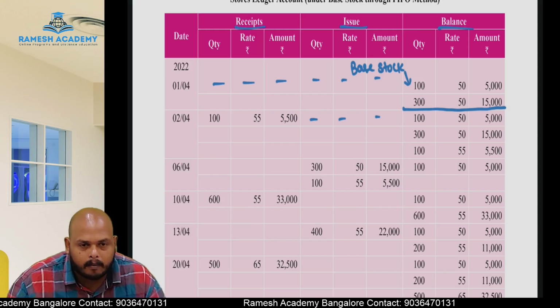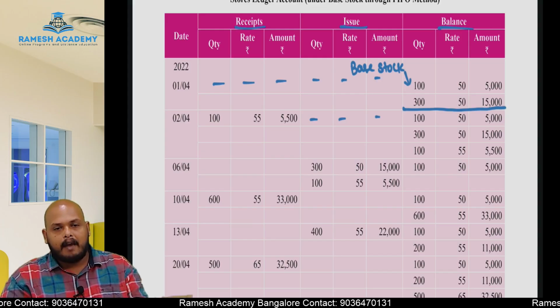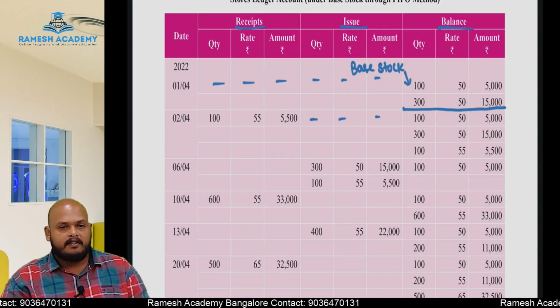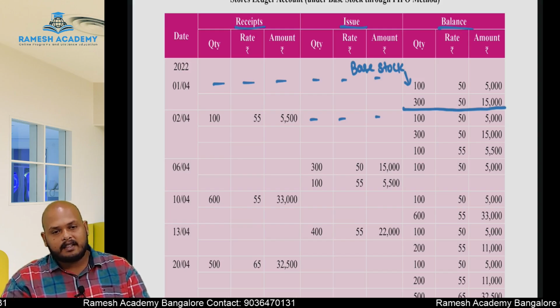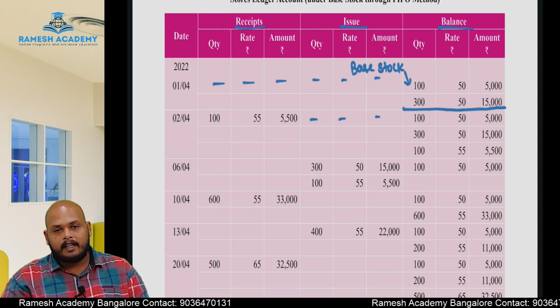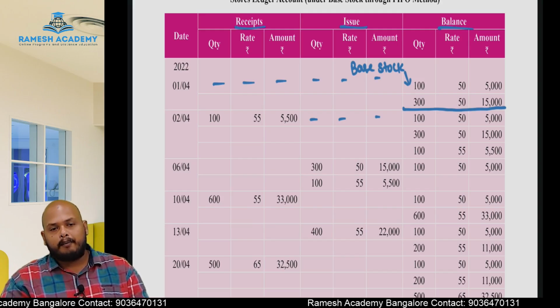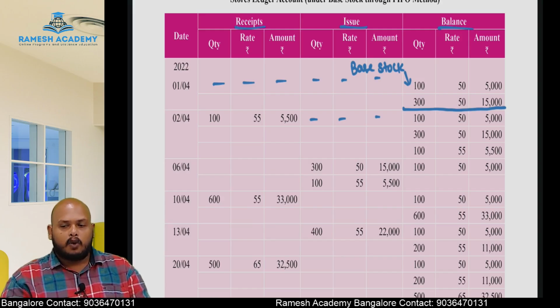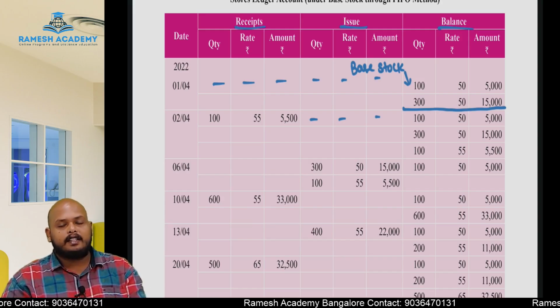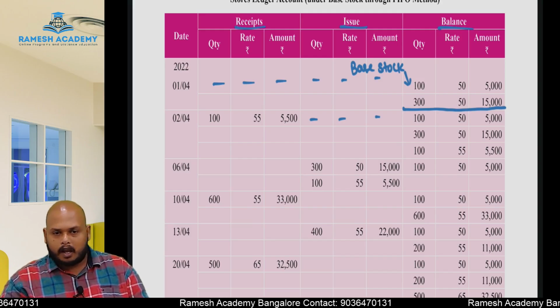Come to the balance column. Here, each and every method is different. Simple average is different. Weighted average is different. FIFO is different. LIFO is different. Standard price is different. Replacement price is different. Simple moving average is different. Weighted moving average is different. So you should not compare this method with that method. You have to follow the rules of each and every method.